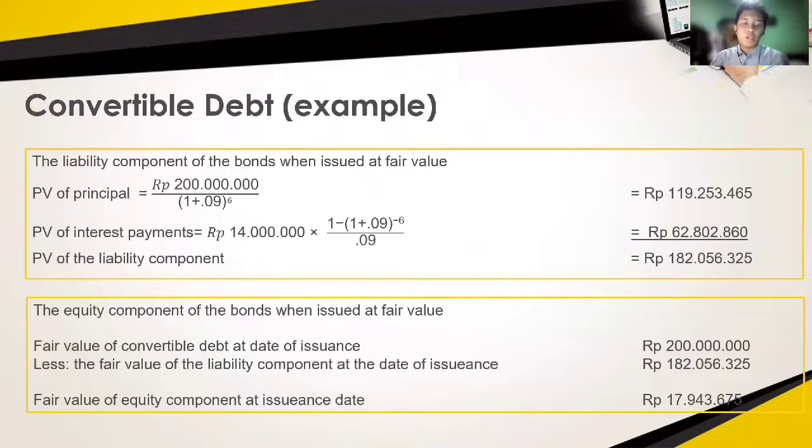The equity component of the bonds when issued at fair value: the fair value of the equity component at issuance date we get from the fair value of convertible debt at the date of issuance less the fair value of the liability component at the date of issuance, and we get 17,943,675 rupiah as the fair value of the equity component at issuance date.